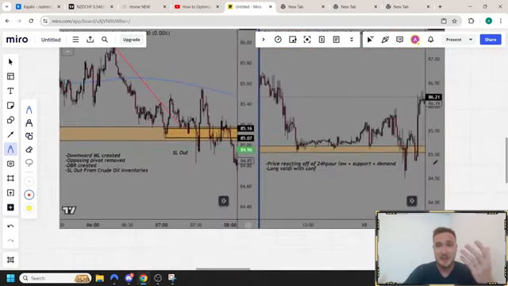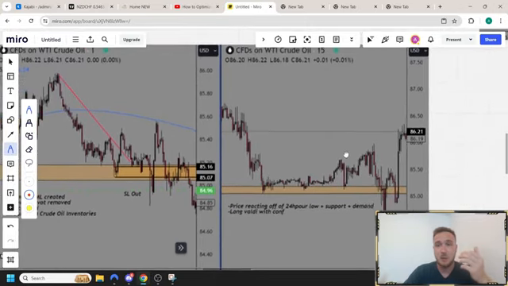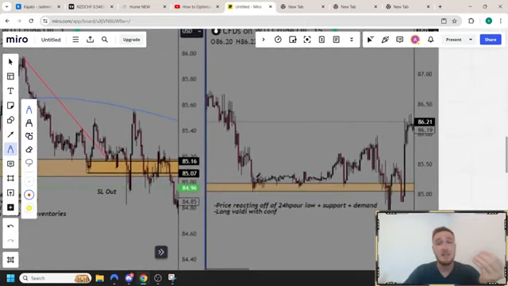All right, in this case, we were looking at oil. This wasn't even demand. I was using support and resistance. So here we clearly saw just buyers holding the bottom of the range down here. And this was probably previous demand and support. I said it right here: prices reacting off of 24-hour lows, support, and demand. Looking for longs with confirmation, right?